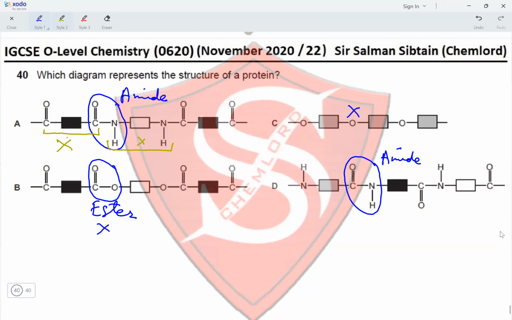correct. And we have got an NH and a CO on either side of the gray box, which is correct. We have got an NH and CO on either side of the black box, which is correct. And we have got an NH and CO on either side of the white box, which is also correct. Therefore, the correct option for this question is option D.